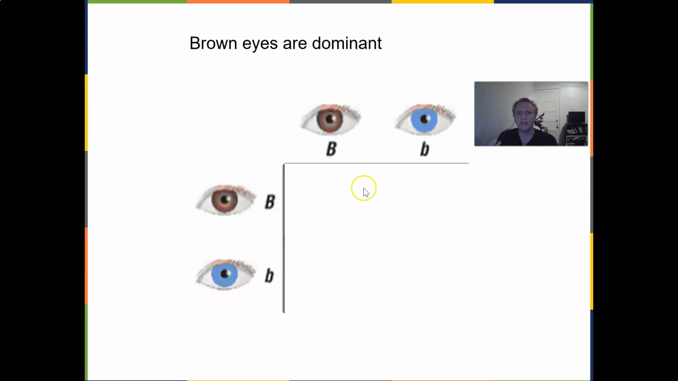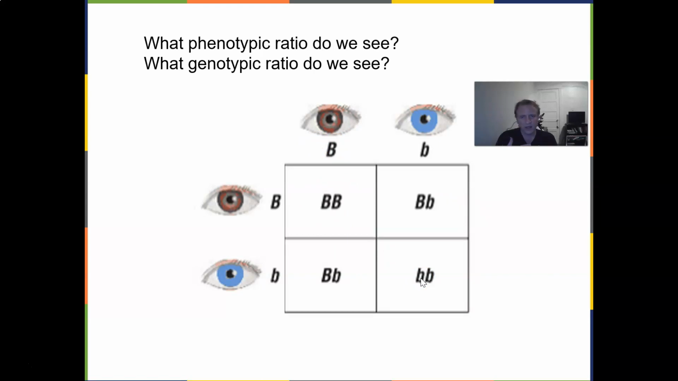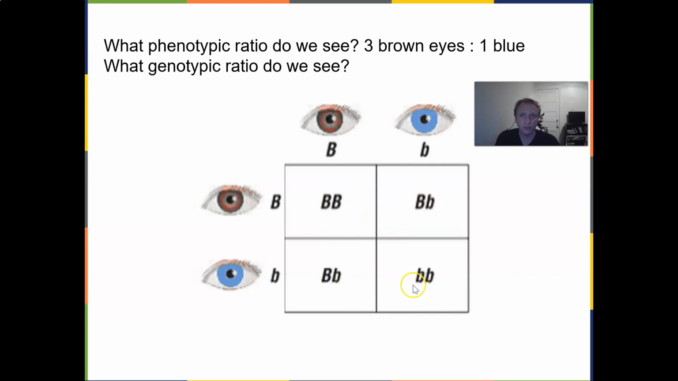Okay, let's look at another example of this. Brown eyes are dominant in this case, so they're represented by a capital B, which means that blue eyes are recessive, and so they're represented by a lowercase b. Let's go ahead and run the Punnett square. We're going to bring this b down, and we're going to bring these b's over. And we can see here that we have a slightly different phenotypic and genotypic ratio than we had from our last example. Our phenotypic ratio is going to be 3 brown-eyed people to 1 blue-eyed person.